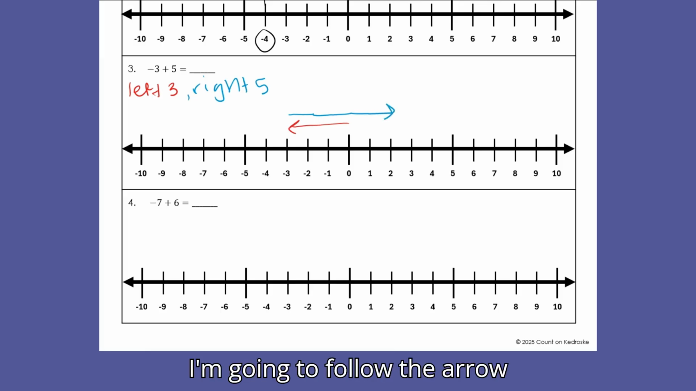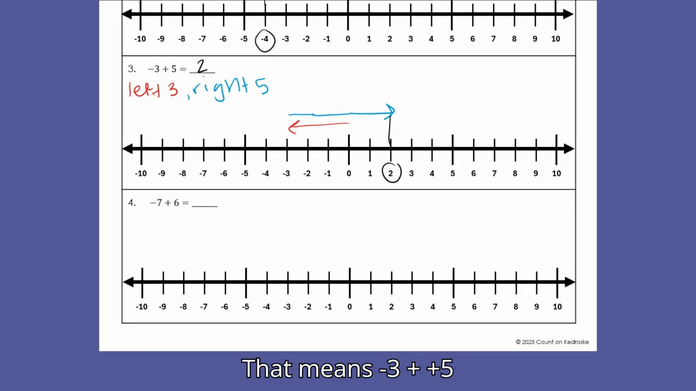I'm going to follow the arrow down. Where I land is positive 2. That means negative 3 plus positive 5 equals 2.